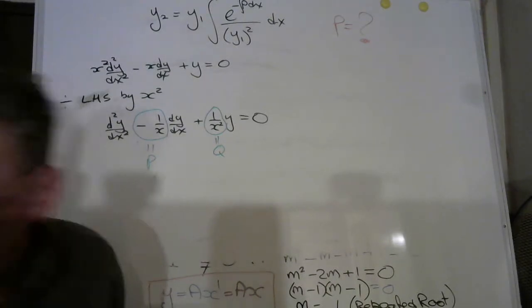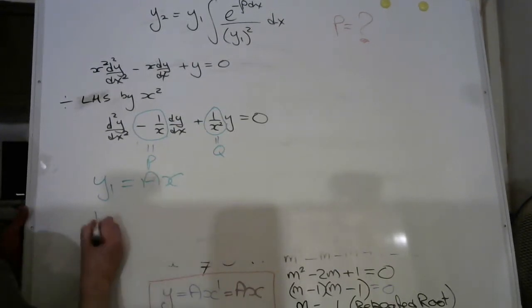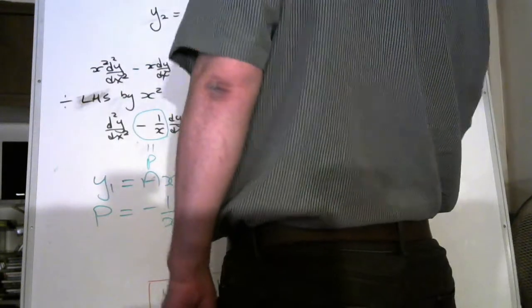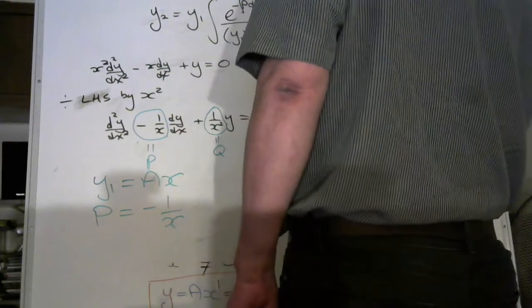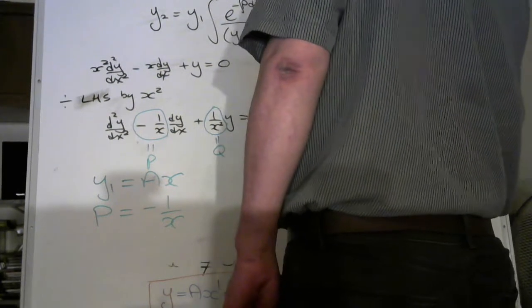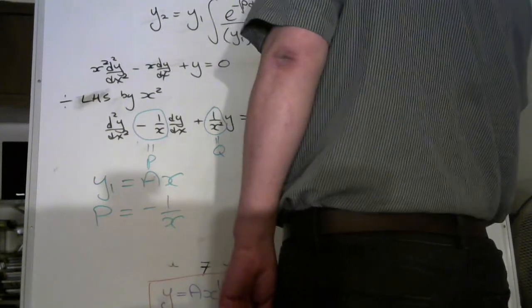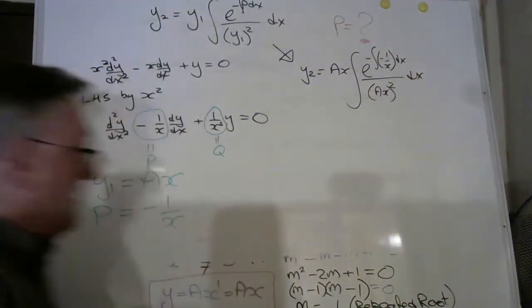Right, okay. Now, we know that y1 is equal to a times x, and we know that p is equal to minus 1 over x. So, get my black pen again. What we've got here is y2 equals a times x times the integral of e to the, well, a minus the integral of minus 1 over x dx over ax all squared dx. Now we can simplify this expression before we do anything else to it.